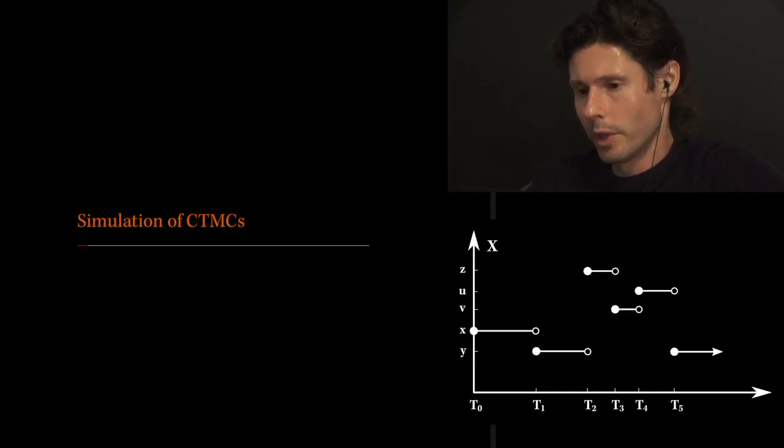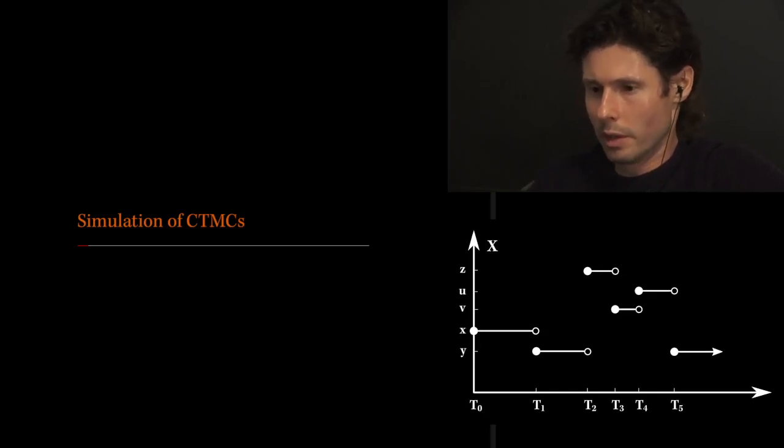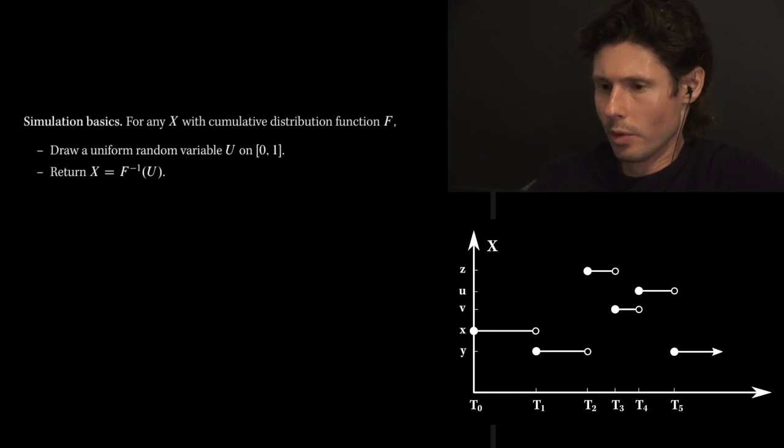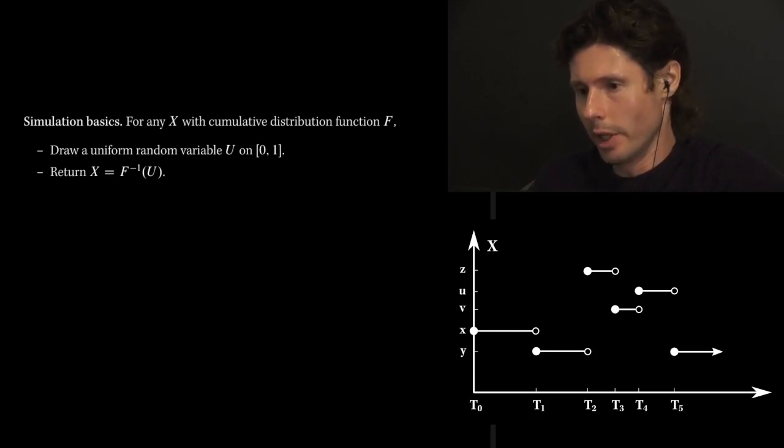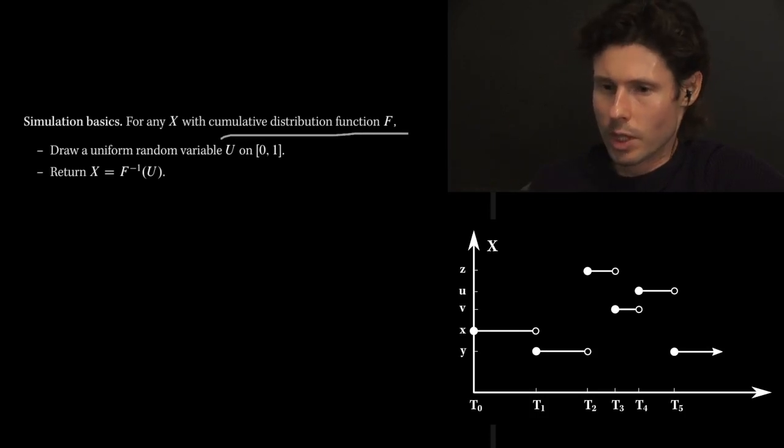Suppose you want to simulate a continuous time Markov chain on your computer. Here are some tools. The basic one is called inversion sampling. This is a way to, in principle, sample any random variable X with a cumulative distribution function F. And you need to do two things, so two steps.